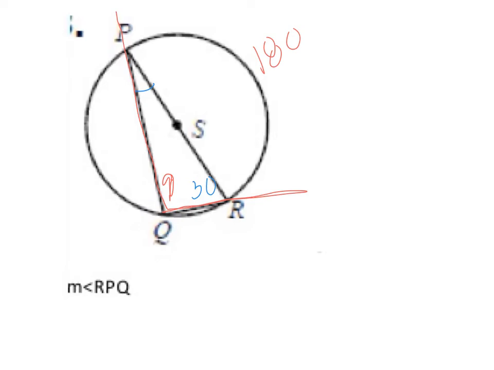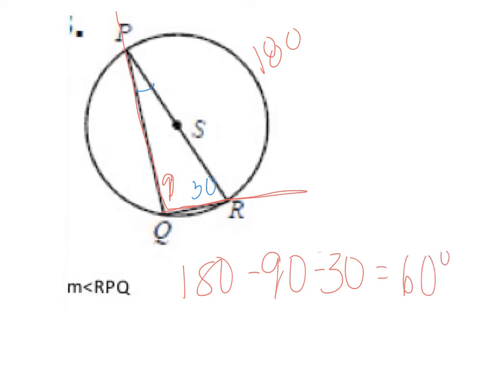We can use our triangle rules and know that all of the angles in a triangle add up to 180. So we can take 180, subtract off 90 and 30. It leaves us with a 60-degree angle for angle RPQ.